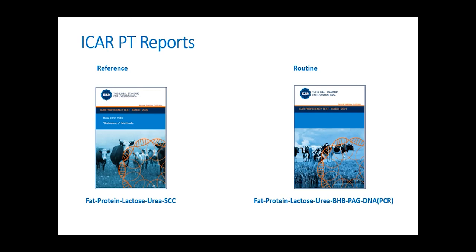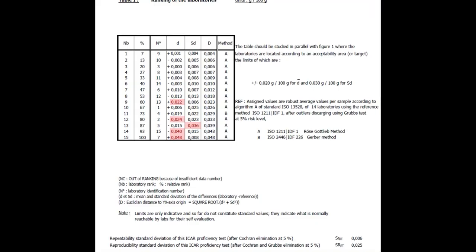Routine methods report, fat, protein, lactose, urea and BHB infrared method. POG ELISA method. DNA PCR method. We think it is important to show you, as ICAR member, the reproducibility of the ICAR laboratories, even if you have not participated in this PT round. For each parameter, the SR standard deviation of reproducibility has been calculated after the outlier elimination. If you have participated, and your results are in the repeatability limits, you can use the SR PT value for the calculation of your uncertainty of measurement.